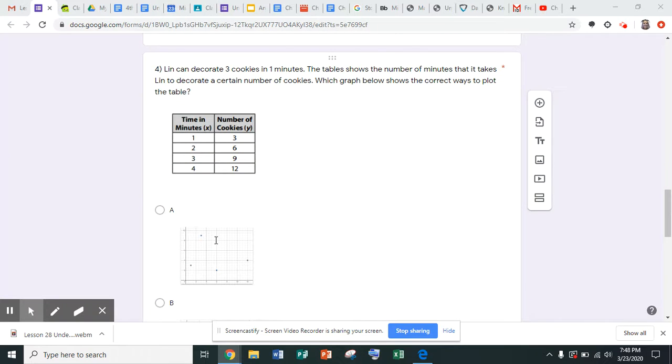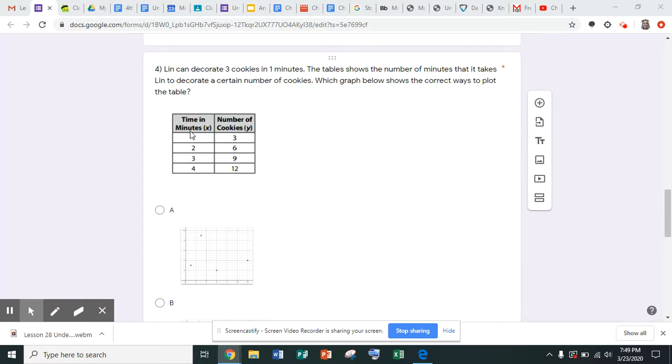Number four, Lynn can decorate 3 cookies in 1 minute. The table shows the number of minutes that it takes Lynn to decorate a certain number of cookies. Which graph below shows the correct way to plot the table? So time in minutes. In 1 minute, she can make 3 cookies. In 2 minutes, she can make 6 cookies. In 3 minutes, she can make 9 cookies. And in 4 minutes, she can make 12 cookies.